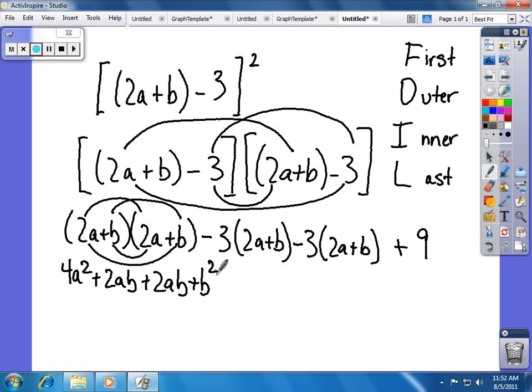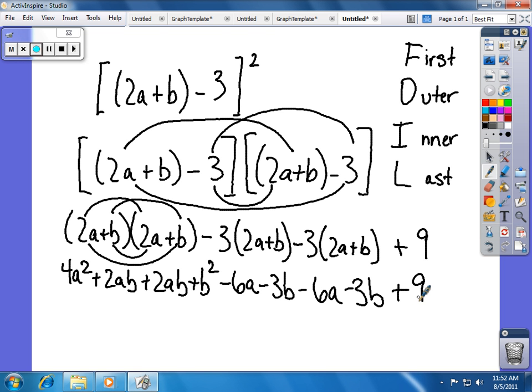Okay. Now we're going to tackle these terms here. We're going to multiply this negative 3 through. So we've got negative 3 times 2a is a negative 6a. Negative 3 times positive b is a minus 3b. Get the same thing over here. I'm sorry, whoops. That should have been a 6. Minus 6a minus 3b. And that plus 9 remains unchanged.